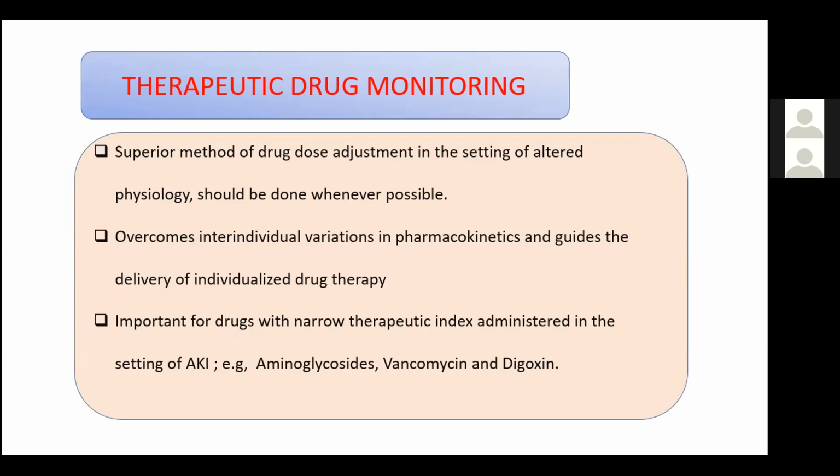Now, this is a very important concept, therapeutic drug monitoring. This is a superior method of dose adjustment in the setting of altered physiology, and it should be done whenever possible. It overcomes individual variations in pharmacokinetics and guides the delivery of individualized drug therapy. It is important for drugs with a narrow therapeutic index administered in the setting of acute kidney injury. For example, aminoglycosides, vancomycin, and digoxin.